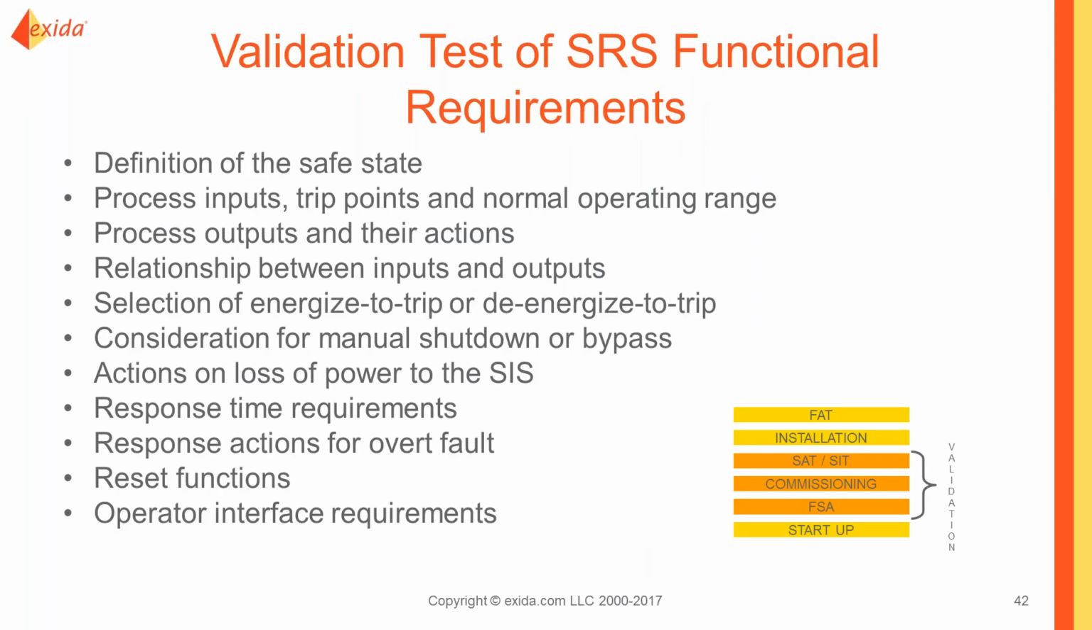The validation test of the SRS functional requirements will include making sure the definition of the safe state is there, what the process inputs, trip points, operating range are, the outputs and their actions, relationships between inputs and outputs, and then specifically some final element things that are maybe of more interest: is the system energized to trip or de-energized to trip? If we needed them, do we have manual shutdown means or bypass?